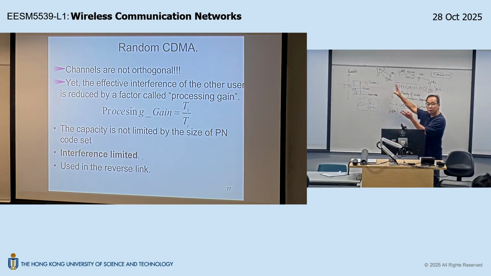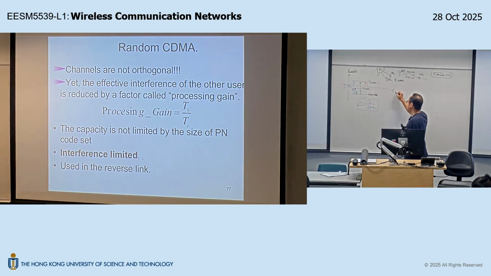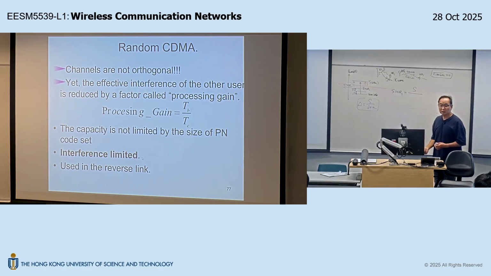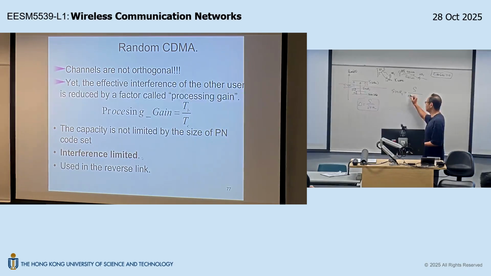Now if I turn this intuition into equations, it's actually given by this. Suppose you have K users in the system, and we consider user number 1 as the reference user. So if we look at the SINR for user 1, the numerator is given by the power of the received good term, which is S. The denominator is the power of all these bad terms, which is the noise plus the interference.